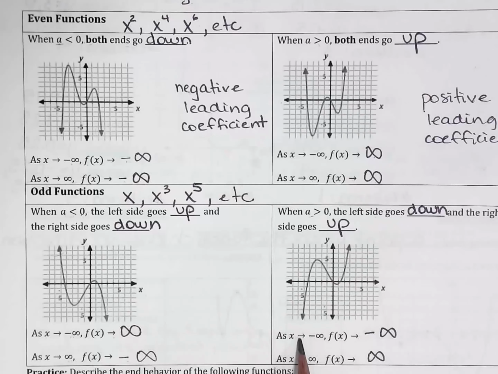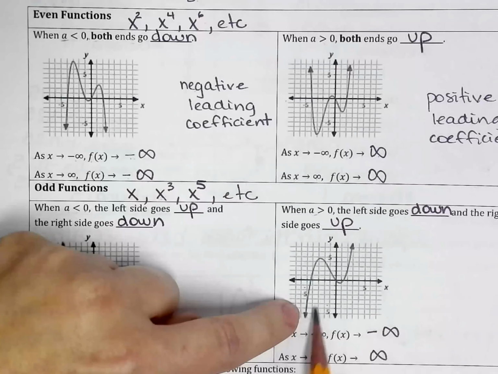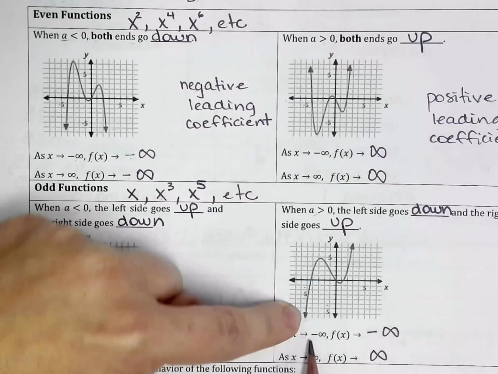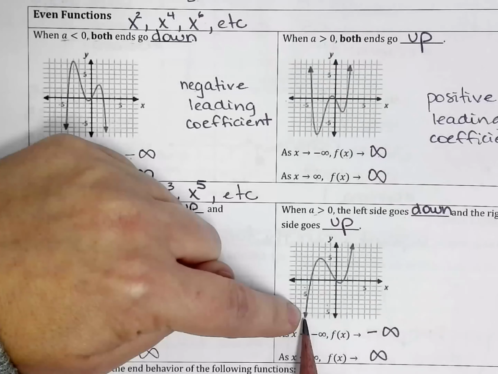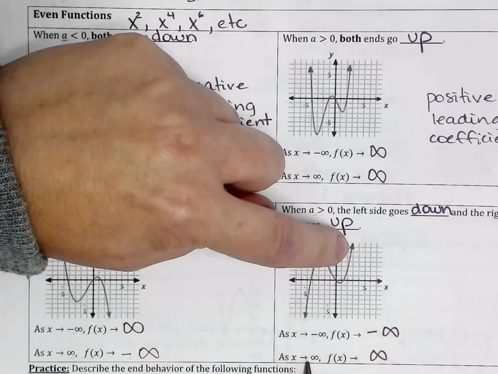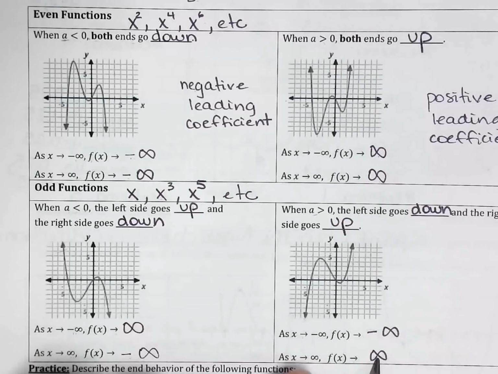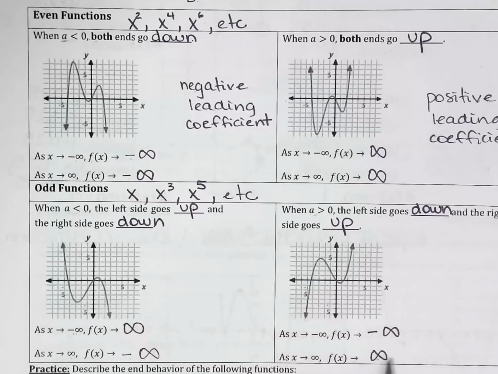So as x approaches negative infinity, then f of x approaches negative infinity. As x approaches positive infinity, then f of x also approaches positive infinity. Right there. This is only true for a positive leading coefficient. I will come back and make another video for the rest.